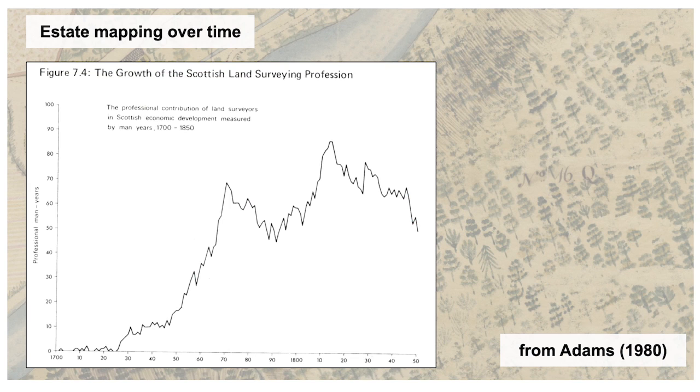In terms of distribution over time, that's a bit of a cop-out this, but all I'm going to do is show this graph produced by Ian Adams, which measures the man-years of estate surveyors from 1700 through to 1850. There was a sharp rise up to the 1770s, and then economics, particularly the Napoleonic Wars, saw a lull of activity, and then a bit of a post-Napoleonic boom before a general decline in the 19th century.